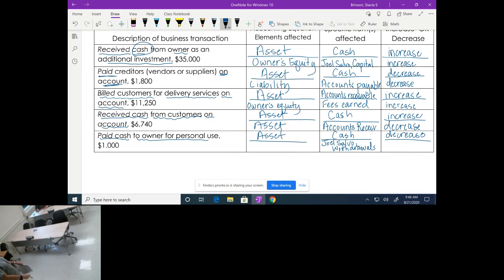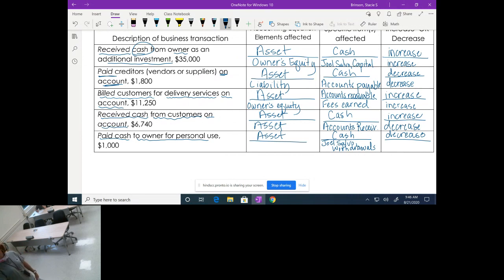Okay, something that may give you some comfort on these homework problems. You're going to have drop downs or you're going to have a list to pick from. So you don't have to remember in these particular problems what am I using? Even in the other problems, they're always going to have a list of labels for you, which is going to have Joel Salvo withdrawals on there. You're not going to have to remember that it's got the owner's name on it. Not right now.